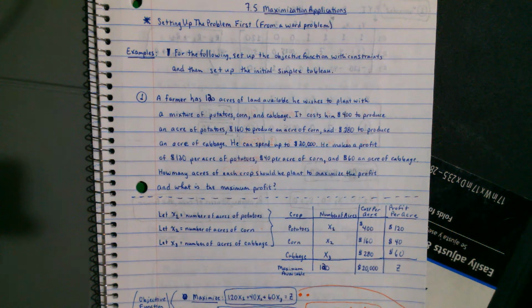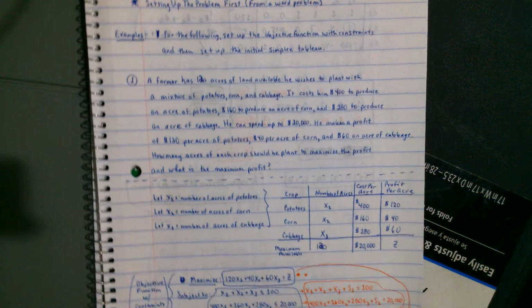Okay, 7.5 is like 7.4, except in 7.5 you have to actually set up the problem first, and then do the simplex tableau. You have to set up the initial simplex tableau, and then you do your pivoting, and then you solve for your maximum. So I'm gonna work through a couple word problems for you.